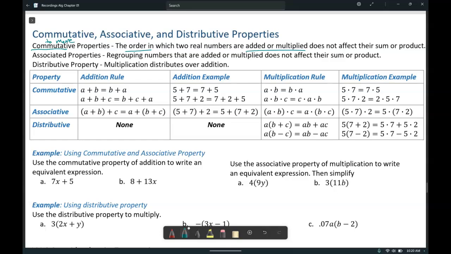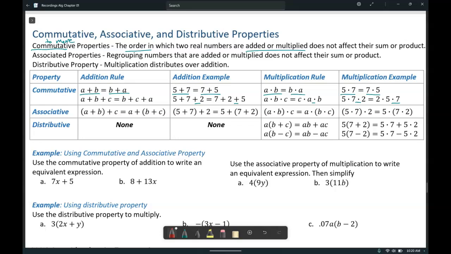So if we look at our commutative property here, a plus b is the same as b plus a. 5 plus 7 is the same as 7 plus 5. Moving the order of those terms does not make a difference in the applied sum. The same is true for multiplication. 5 times 7 is the same as 7 times 5. And if we add in more addition or more multiplication, the same property holds true.